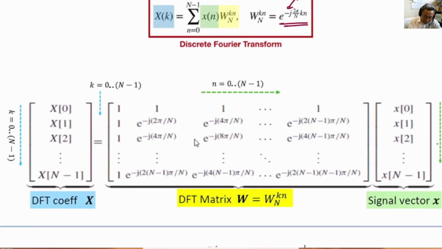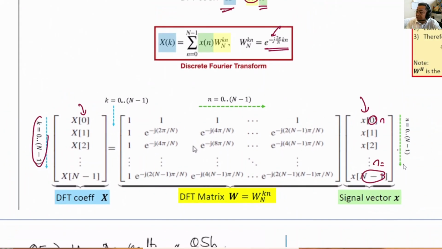Again, I repeat, in the capital X, the elements start from 0 and end at n minus 1. We call it the DFT coefficient, capital X. Here, the input elements are indexed small n equals 0 until small n equals n minus 1. So you see this green arrow going down. Now, to make the notation consistent, we are inner producting each row with each column. Therefore, the elements must be indexed by n.